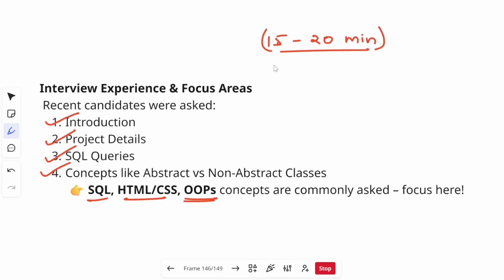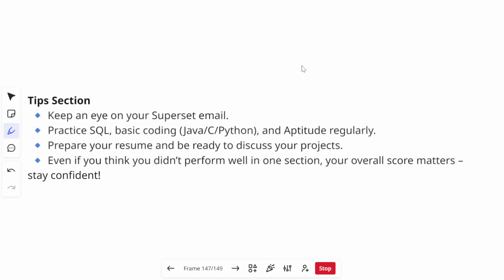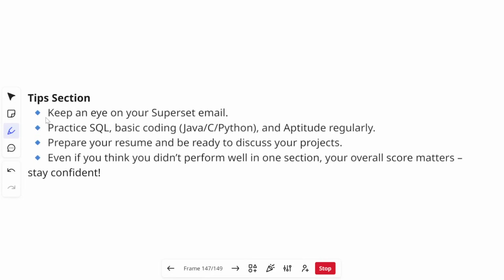But if someone has appeared for a greater role like GenCPro or GenC Next, then in worst cases the interview has even gone up to 45 minutes also. So you have to be prepared. Likewise, majority chance is that your interview will last between 15 to 25 minutes, but in some cases it can go beyond that also.